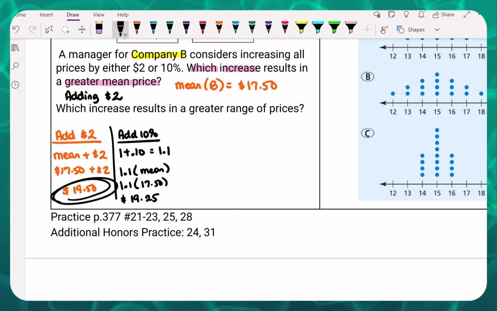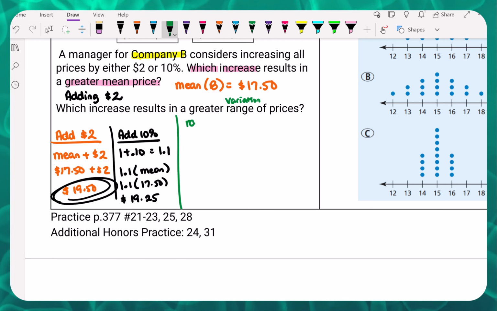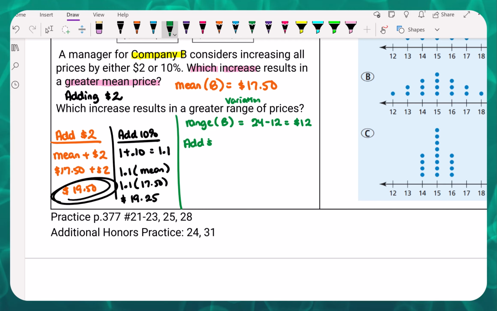All right, last question here on this one. It says, which increase results in a greater range? Okay, so range is a measure of variation. It's going to be affected differently. So the range of the prices in B is going to wind up being 24 minus 12, or $12. So this is our original range. So what happens if I add $2? Nothing. Absolutely nothing. So the range does not change. It's going to be the same.